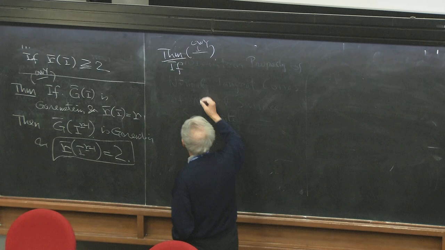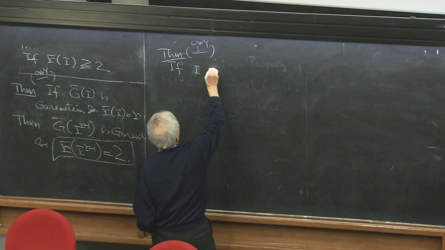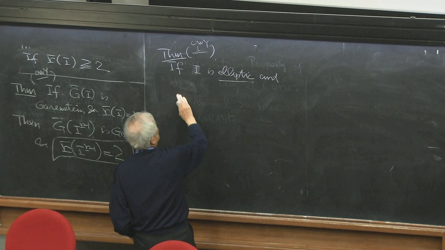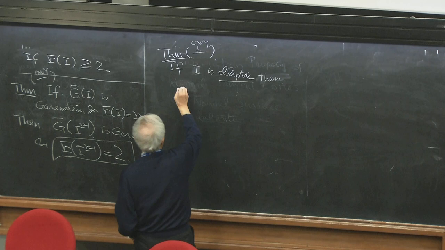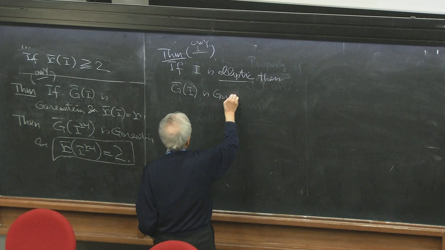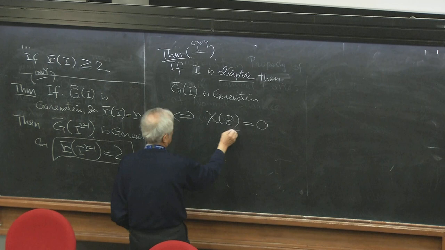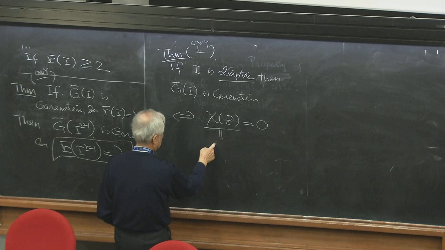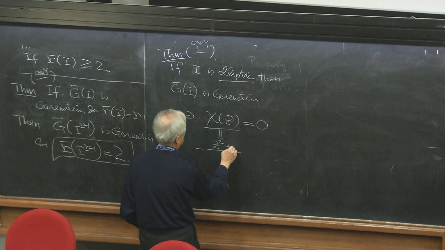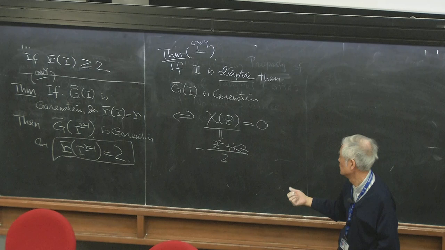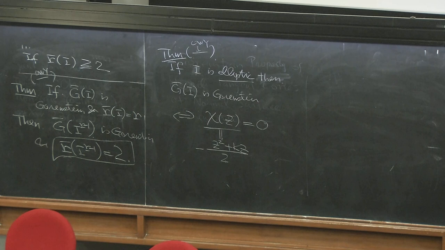If A is elliptic and I is integrally closed, then G bar I is Gorenstein if and only if chi of Z is zero. This is the same as, chi Z is described by such a cycle. And so, why?